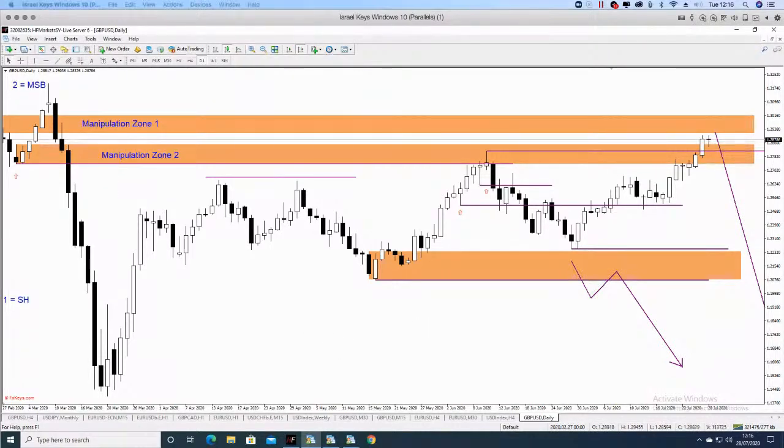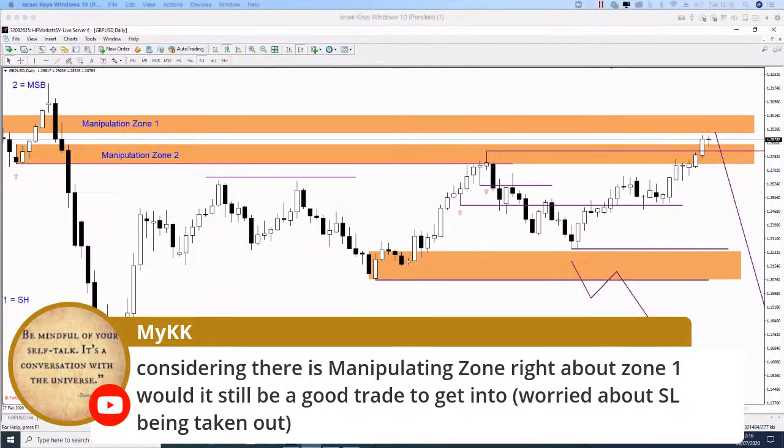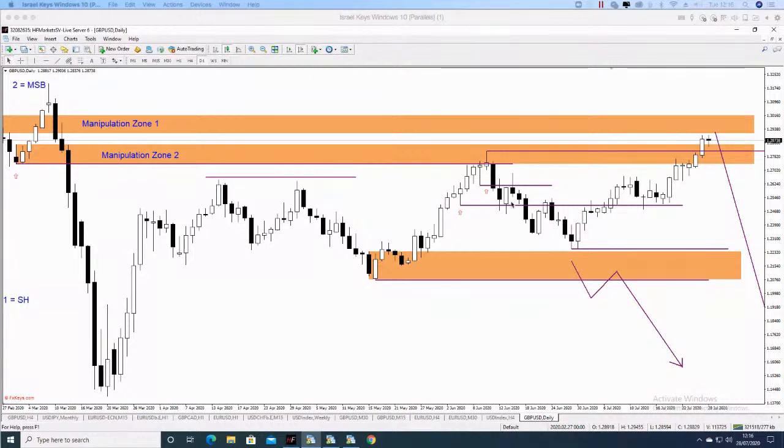Now, Kieran says, considering manipulation zone 1 is there, will it still be a good trade? Well, this is why I said this works best on higher time frames. Because when you see a daily engulfing, it is a sign that at least for a while, price will continue going that way. Not always, but often. So if you did this on a 15-minute chart, you would have several false signals. On a daily chart, there are going to be far fewer false signals.